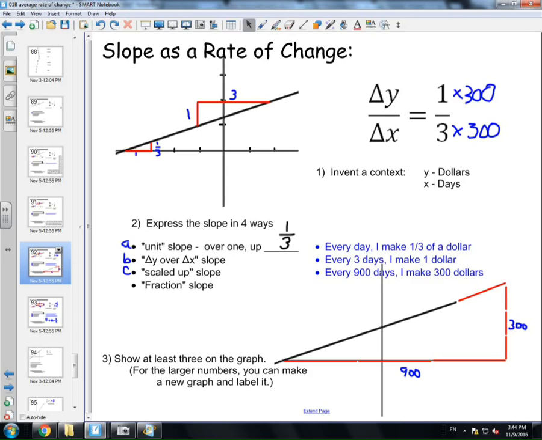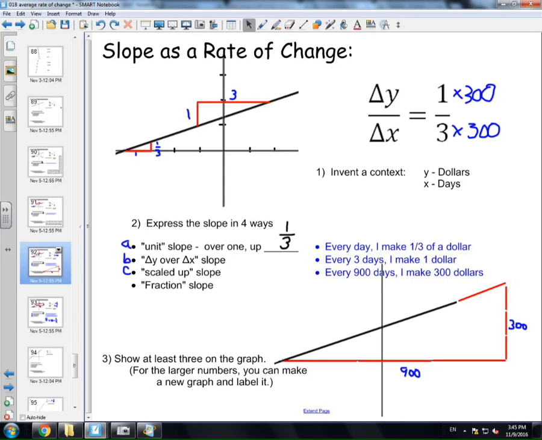So if I make 1/3 of a dollar every day, then I'm going to make $300 every 900 days. So that's my scaled up slope. Now I had to create a new graph to show this because I needed to have a scale that's different than my 1 centimeter scale over here. So I just showed 900 days, $300. So that's the scale up. Now you don't have to use 300. You can use billions or whatever you want. The point is 900 to 300 is the same ratio as 1/3 is to 1, as 1 is to 3, and so on and so on.